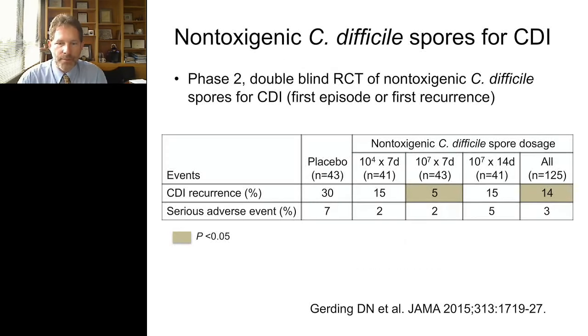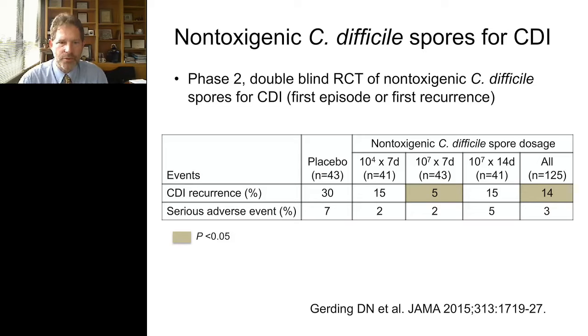And then finally, I want to mention a paper that's gotten a lot of attention from Dale Gerding and his colleagues in JAMA last year. And this was a phase 2 double-blind randomized controlled trial using non-toxigenic C. difficile spores to treat C. diff infection, either the first episode or the first recurrence. And so you're really trying to replace potentially toxigenic C. diff, and into that niche, you want to establish a non-toxigenic C. diff community. And so they had 4 groups here, a placebo group of 40 patients.